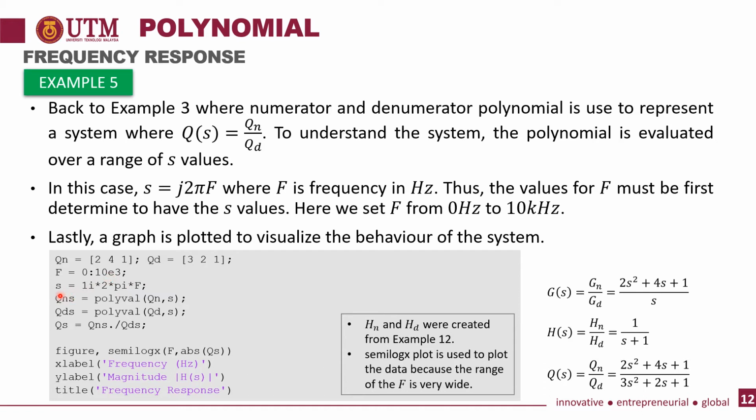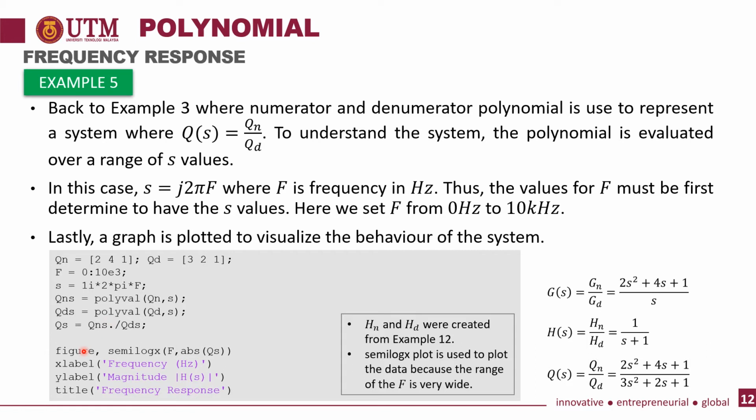Okay, so f is the frequency. So qn and s, the evaluation of qn is actually polyval qn, the expression of qn over s. qds is actually where we want to evaluate the value of the denominator of the system. Okay, qd comma s, and this is the output of qs. Qs equals qn s dot divided by qds. Okay, so this is the output of the system, qns over qds. Qs equals qn over qd. This is presented here.